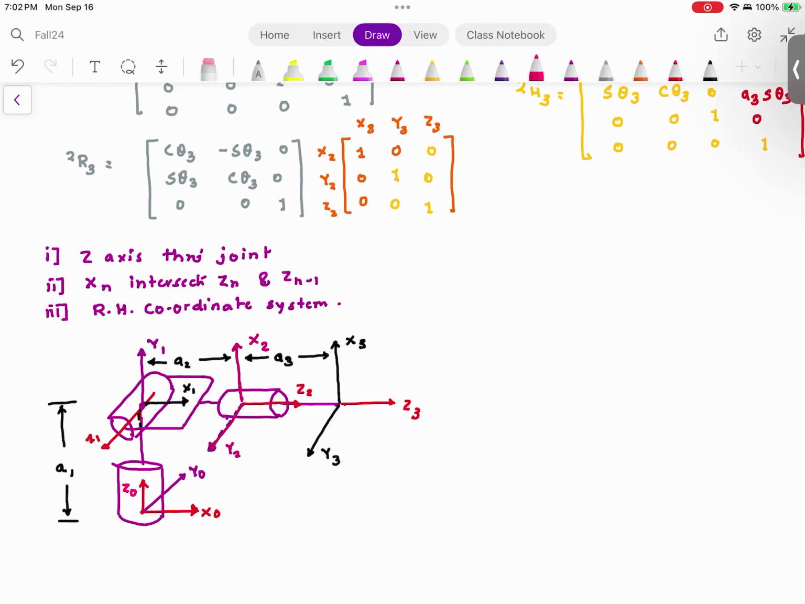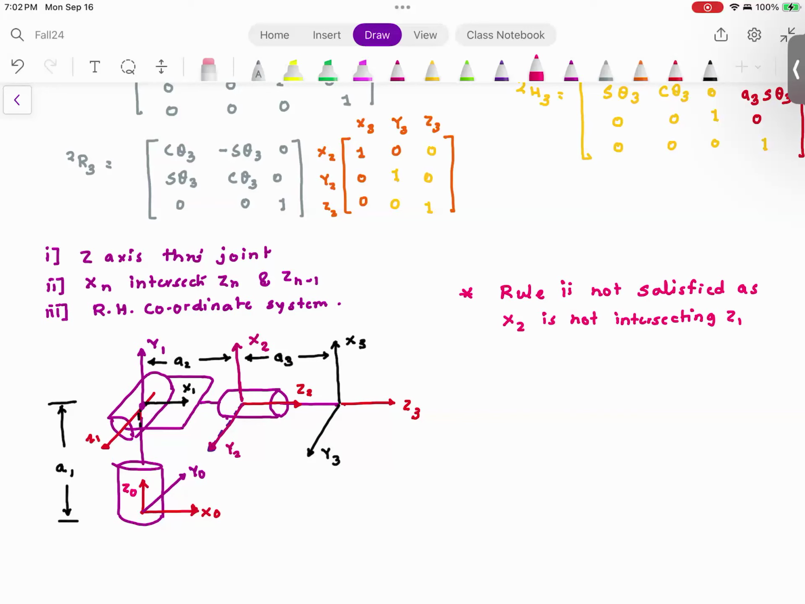Now here, please note, rule 2 is not satisfied as x2 is not intersecting c1. Everyone understood this? Yes. Now what do we do?